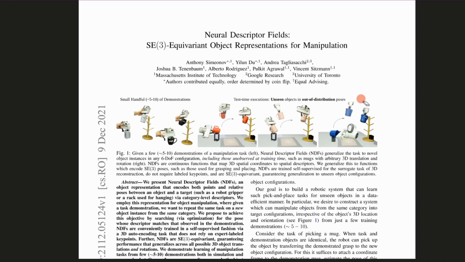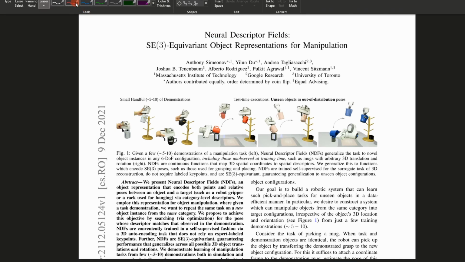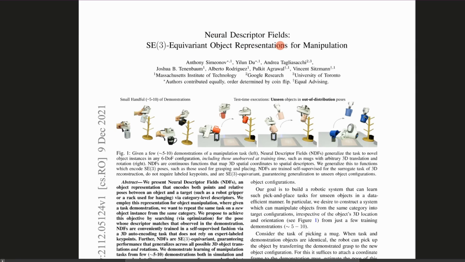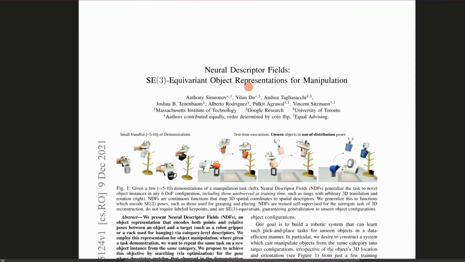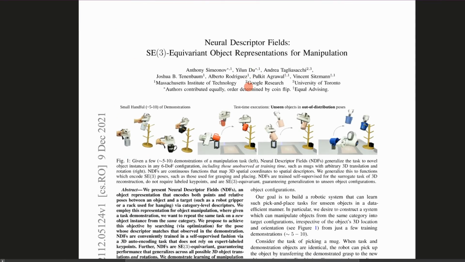And in any case, I'm gonna cover this paper called Neural Descriptor Fields: SE(3)-Equivariant Object Representations for Manipulation, by these people from MIT, Google Research, and University of Toronto. But before I even start digging into the paper and explaining the method, let's see the video demo they prepared.